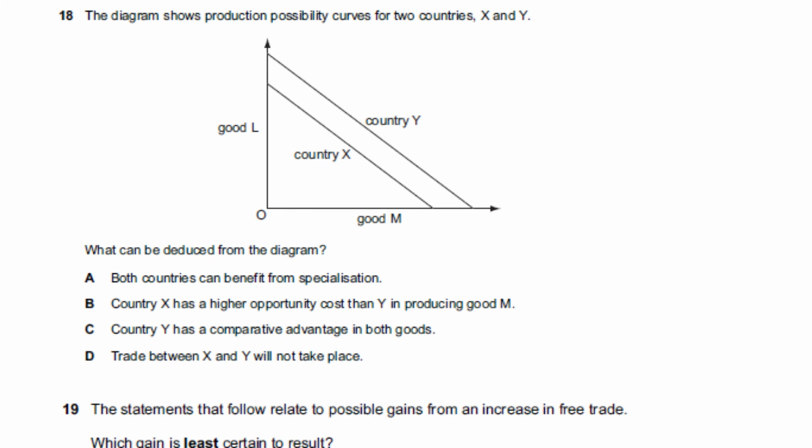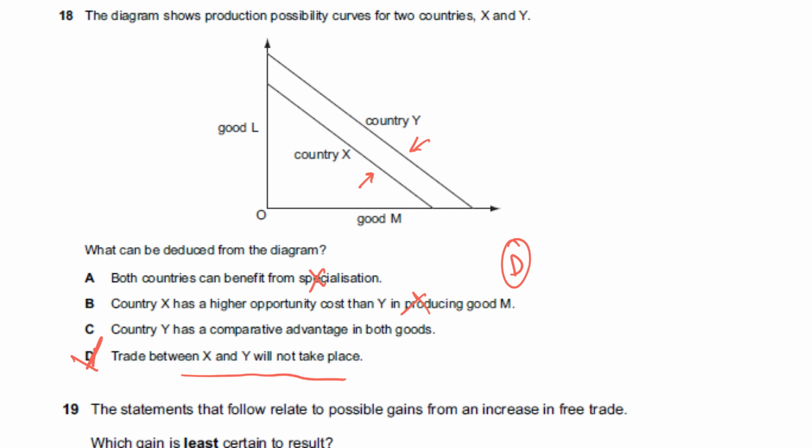In this question, we are given PPCs which are parallel to each other. Whenever PPCs are parallel to each other, the opportunity cost is the same. So when the opportunity cost is the same, the trade should not take place. So D is the right answer, which says trade between X and Y will not take place. Both countries will not benefit from specialization because there is no comparative advantage, and country X and Y have similar opportunity costs. That's why B is wrong.